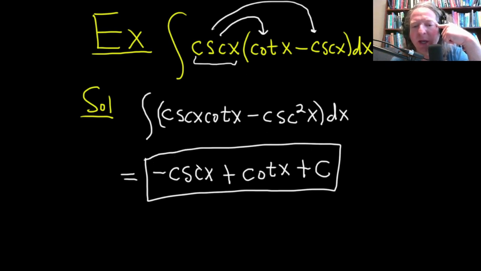Let's just double check it. The derivative of cosecant is negative cosecant cotangent, but we've already got a negative here, so that's going to make this positive. And then the derivative of cotangent is negative cosecant squared. So that works out super perfect in this example.